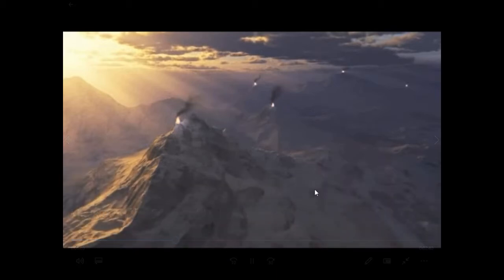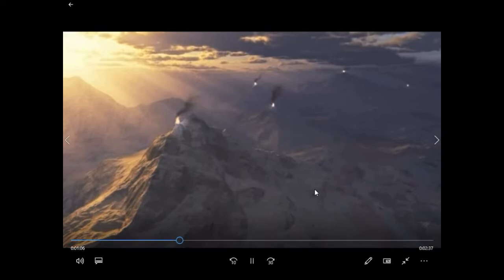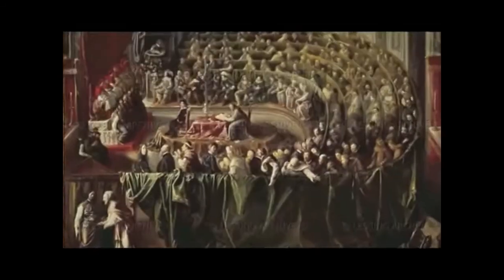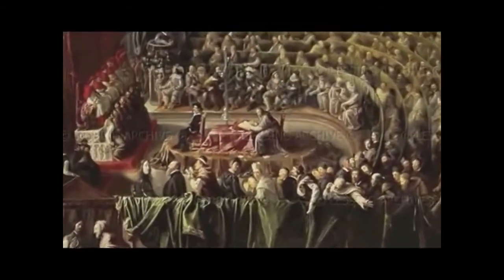So he found that the speed of light was actually 10 times greater than the speed of sound, or 3.4 kilometers per second. Little did they know, they did more to measure the reaction time and the speed of their arms. Galileo had less success in measuring the speed of light than he had in avoiding trouble with the Catholic Church.